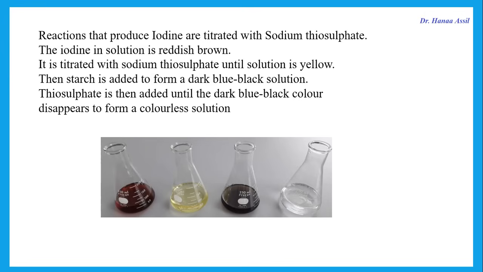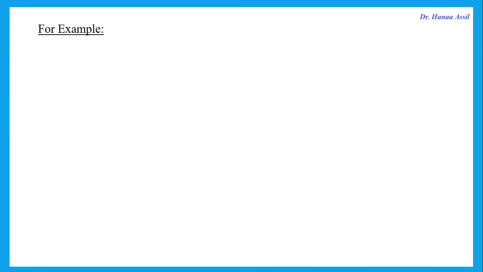It is titrated with the sodium thiosulfate until the solution becomes yellow, and then I add the starch. We don't add the starch at the beginning because the color will be too dark and we will not see anything. But we titrate a little bit until there is only a little bit of iodine in the solution. Then we add the starch. The thiosulfate is then added until the dark blue-black color disappears and we know the final volume.